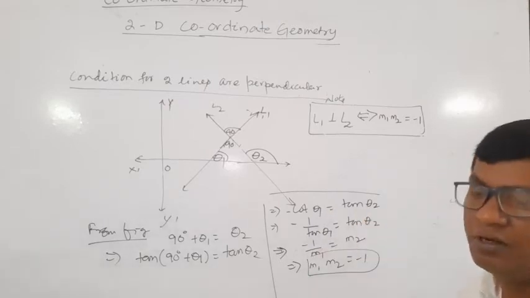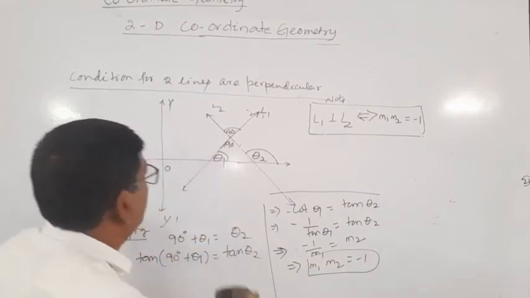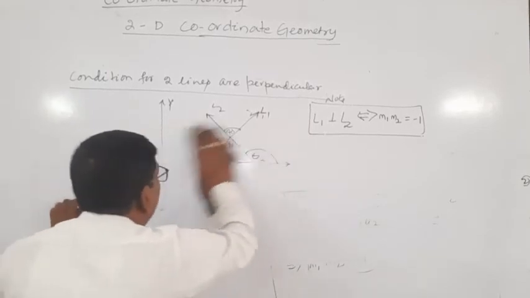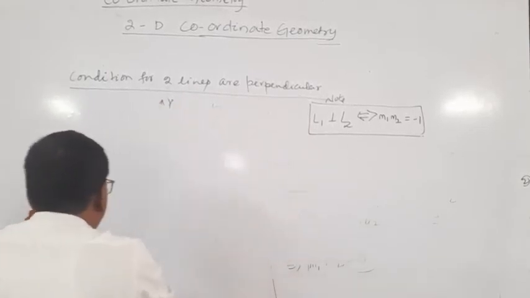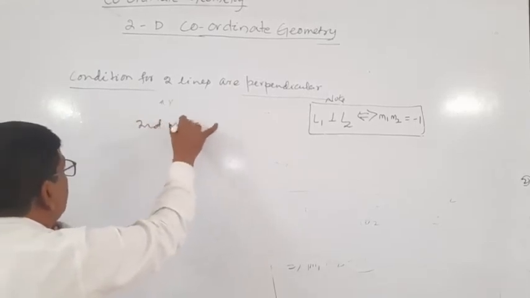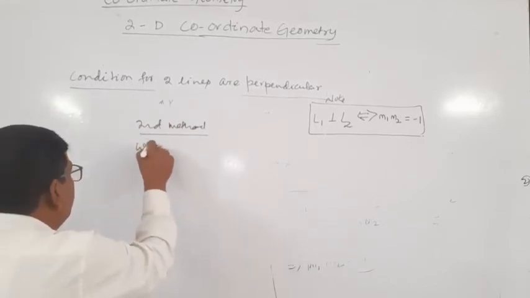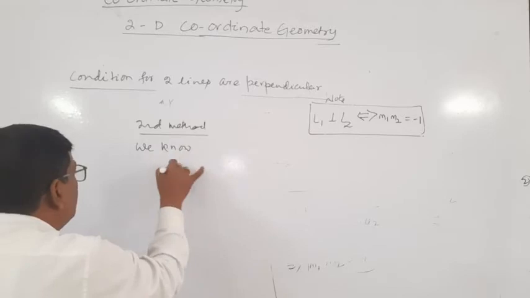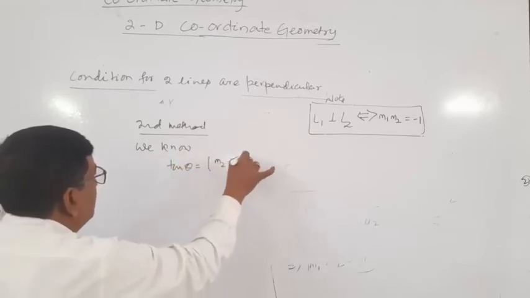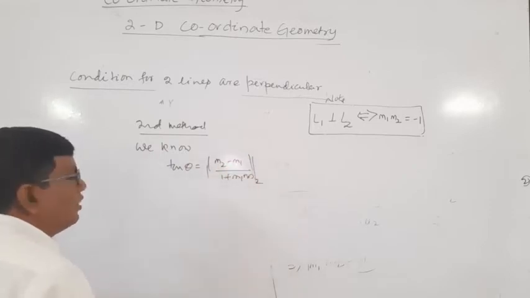Okay, this is one method. Another method we can prove that. Second method, we know tan theta is equal to the formula: modulus of (m2 minus m1) divided by (1 plus m1 into m2). Clear?